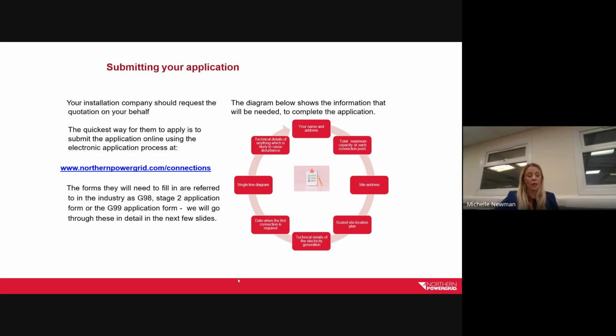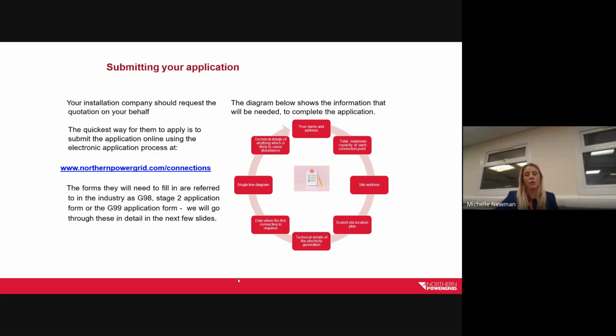But whichever way, the quickest way to apply is to submit the application form through our website, through northernpowergrid.com. If you do need any assistance, as I've said earlier, you can contact the community energy team and we can talk you through the application process and provide you with some support on that. It does depend on the size of your project to which form you need to fill in, and we'll go through that in the next couple of slides.